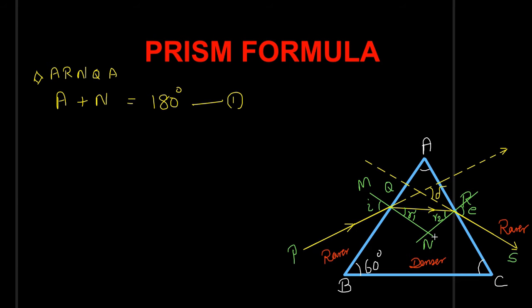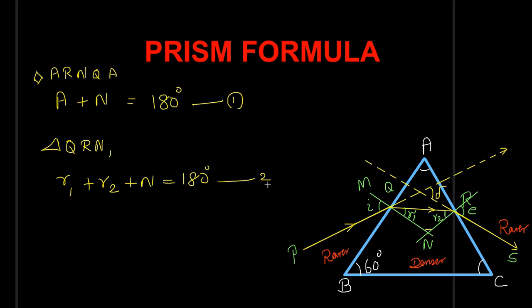Now let us try to get an expression for angle N. Look at the triangle QRN. From triangle QRN, R1 plus R2 plus angle N must be equal to 180 degrees.